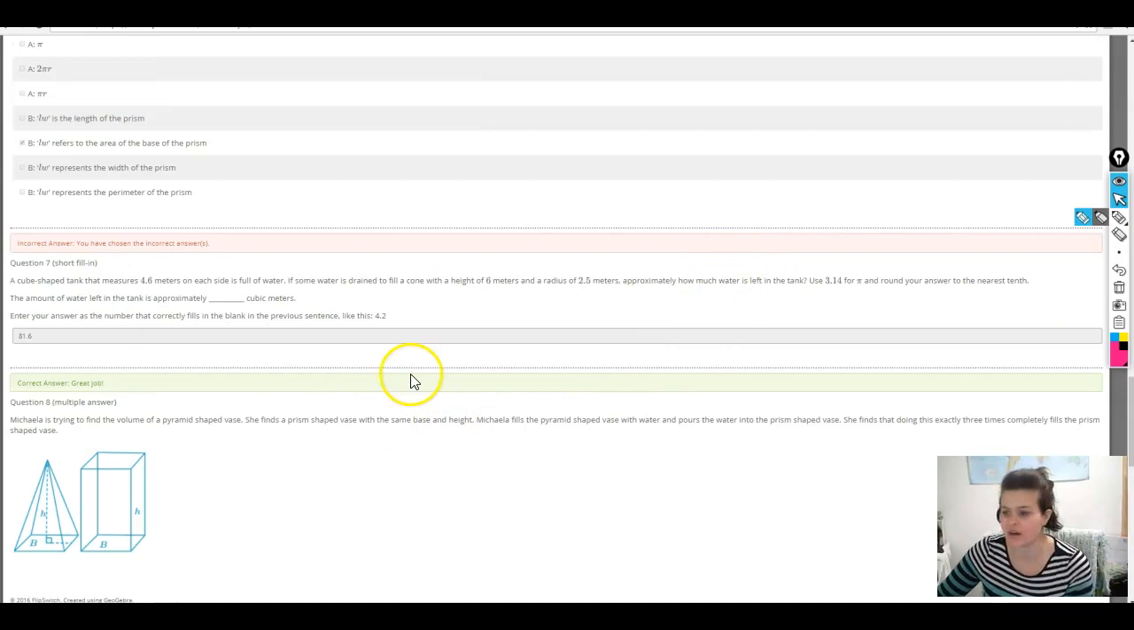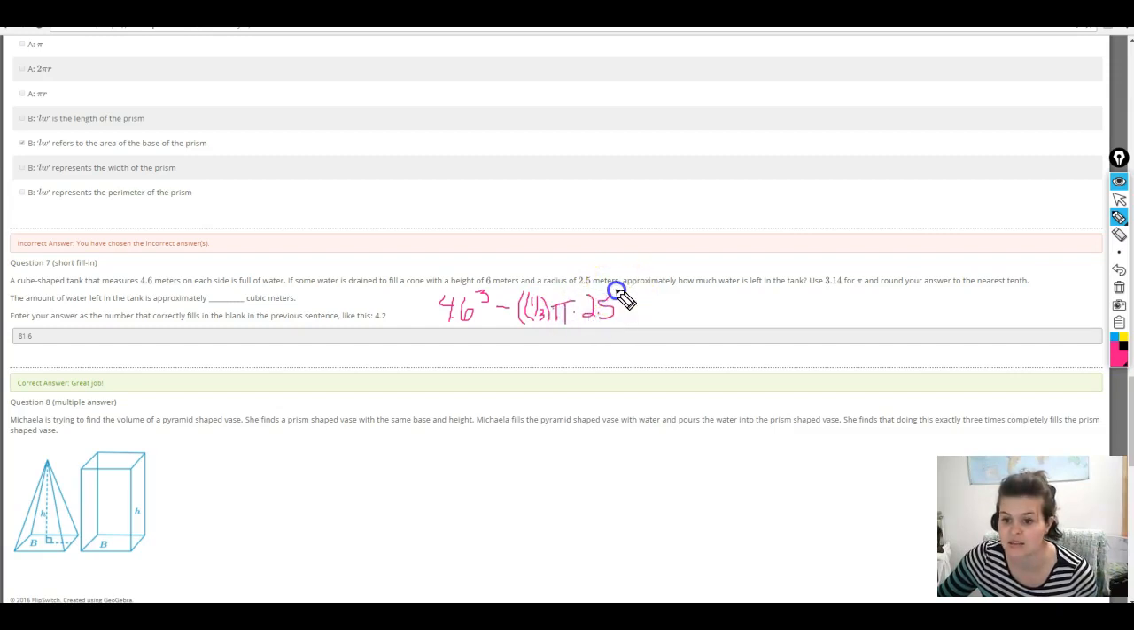Okay, question 7. When I typed it in the calculator, I forgot to type in the square on it. So in your calculator, we should have 4.6 cubed minus parentheses 1/3. And those are going to be in parentheses, times our pi times the radius, which is 2.5. That's squared times 6. And that's going to be the volume left over.